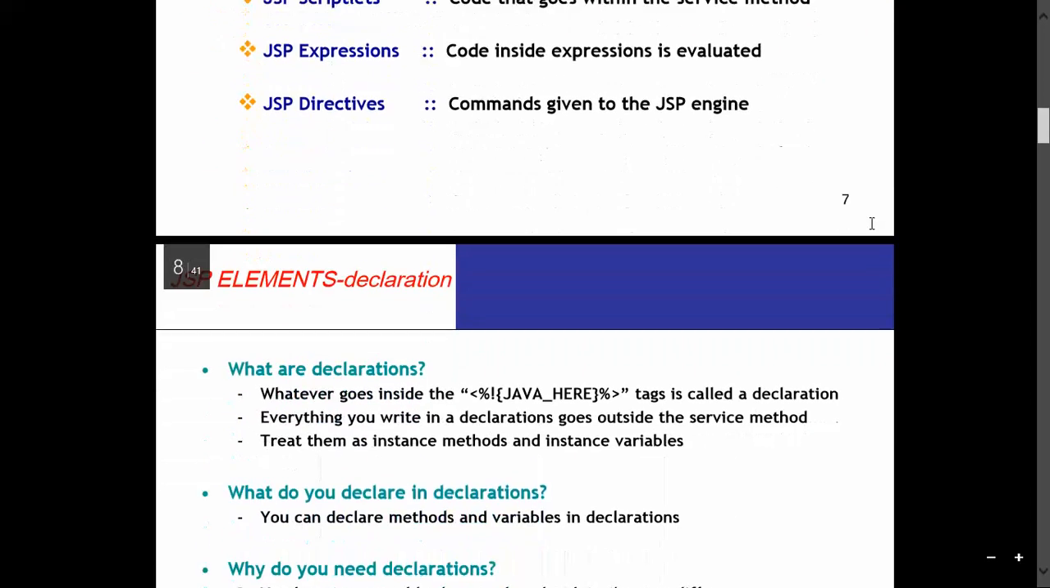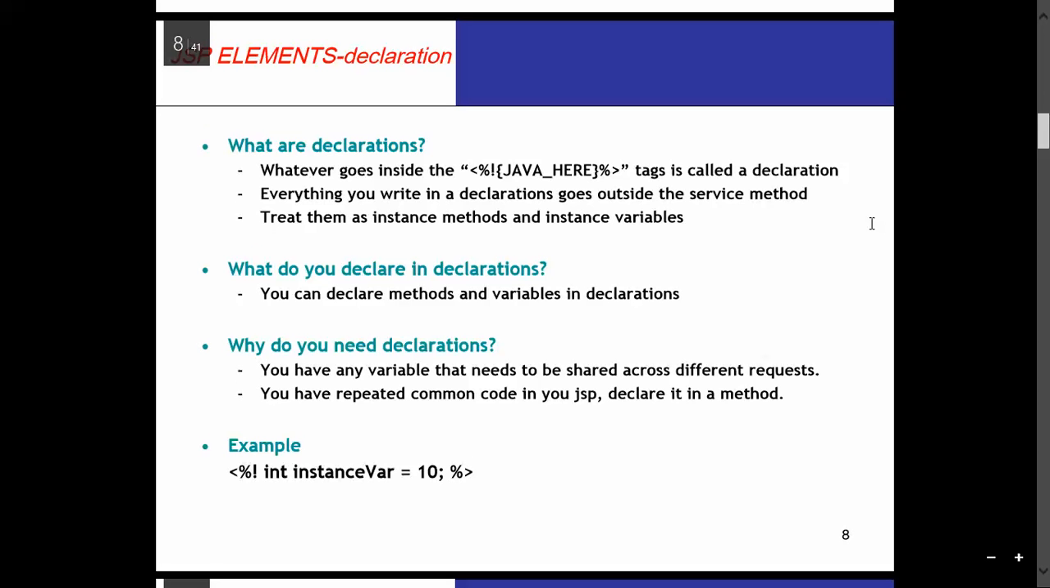First is JSP declarations. What are the declarations? Whatever code goes inside the tags I have shown here, that is Java here. As you can see, the tag is called a declaration. Whatever code you write in between this tag is called a declaration. Everything you write in a declaration goes outside the service method, that is, above the business logic.